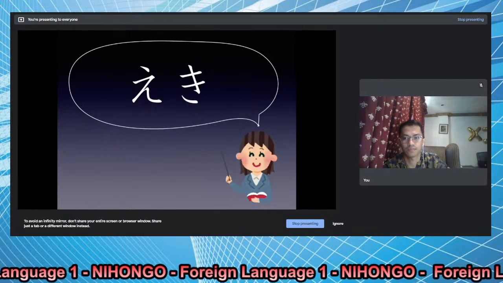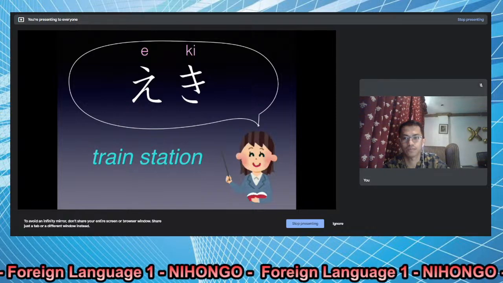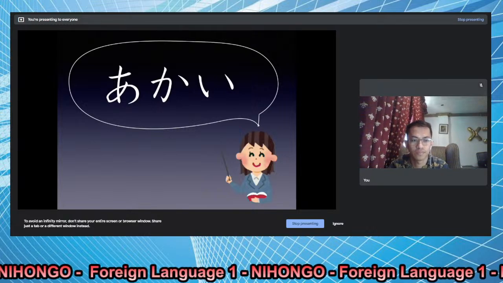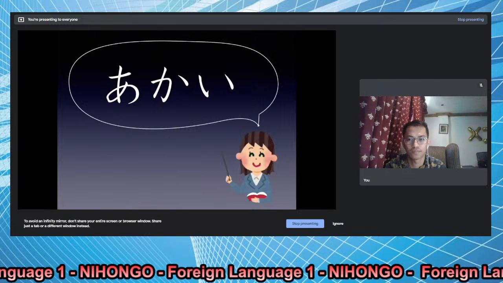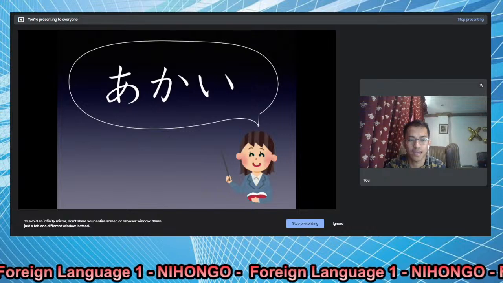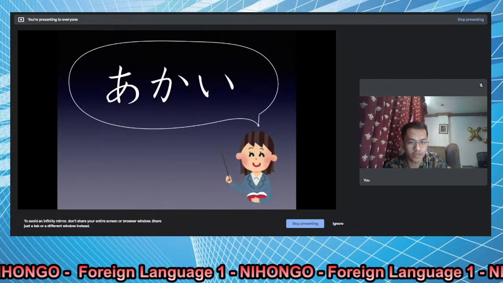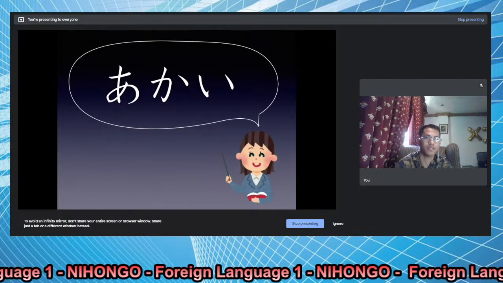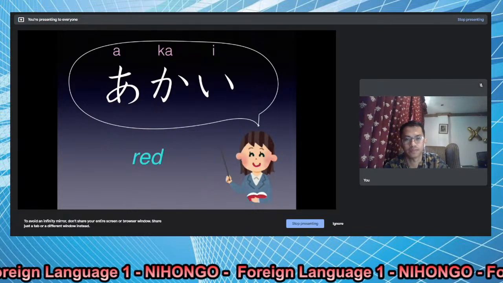This is eki. Eki means train station in Japanese. Akai. Wow. Very good, Miss Filito. Akai. What about this one? This is akai. Akai means red.